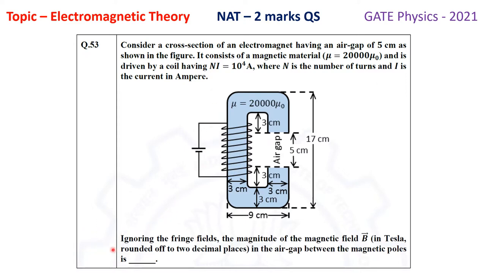Now it has been said, ignoring the fringe fields, the magnitude of the magnetic field B vector in Tesla, rounded off to 2 decimal places, in the air gap between the magnetic poles is. So basically we have to find the magnetic field vector B in this air gap. Now let us see the solution part.